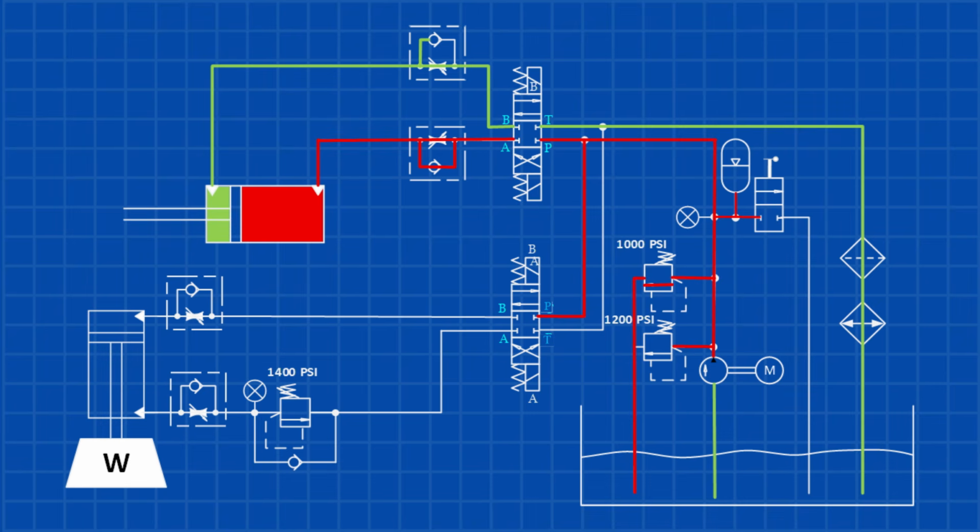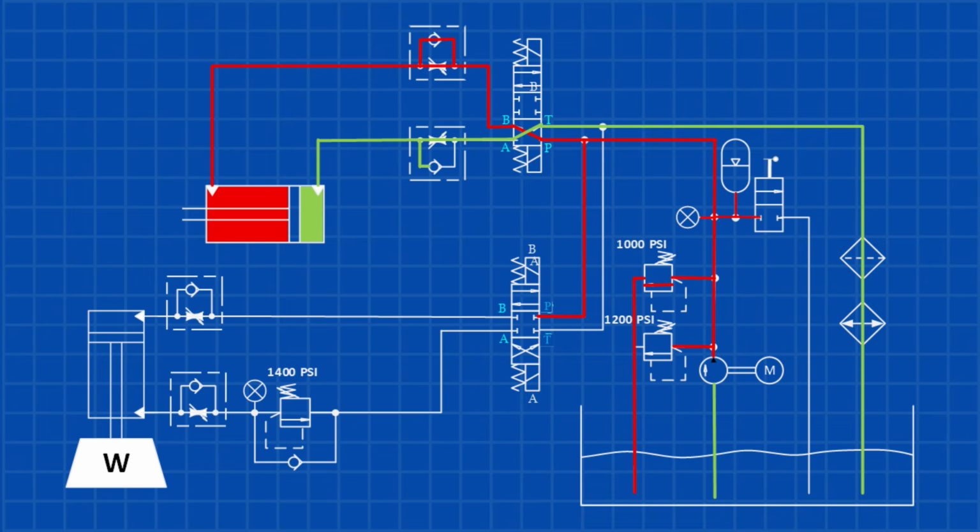Once the cylinder has fully extended, we can de-energize the solenoid. The spring returns the directional control valve to its centered, block position, blocking the flow paths to both sides of the cylinder. With both cylinder ports blocked, the cylinder remains extended and holds its position.